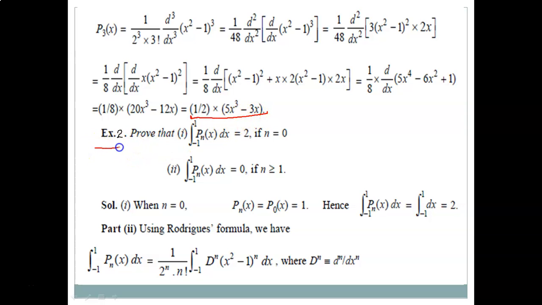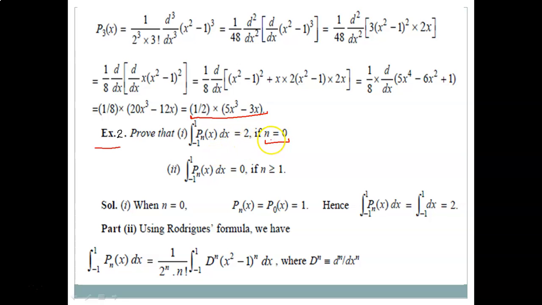Now next, exercise 2. The integral of Pn(x) between minus 1 to 1 gives you the value 2 if you take n equal to 0. The second part: the integral of Pn(x) from minus 1 to 1 comes out to be 0 whenever you take n greater than or equal to 1. So let us establish it.